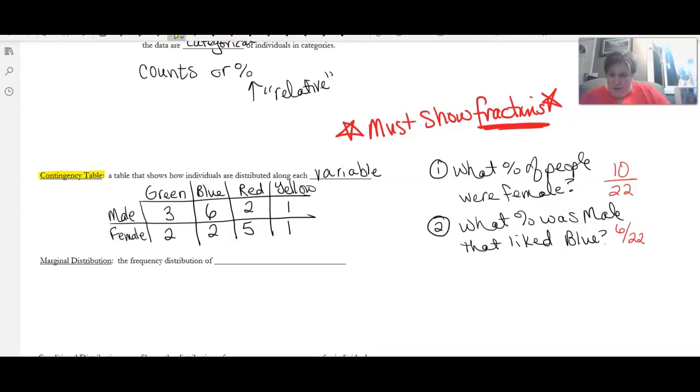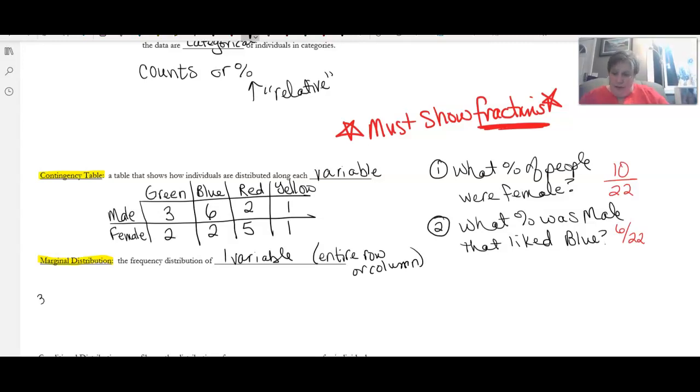Okay, so a marginal distribution is the frequency distribution of one variable. So that means I'm looking at the whole variable. I'm looking at the whole row, or I'm looking at the whole column. Okay, and so we're going to do a couple so you can see. So, entire row or column.